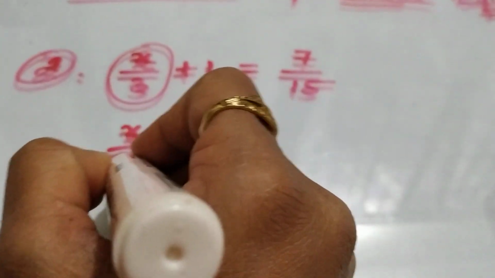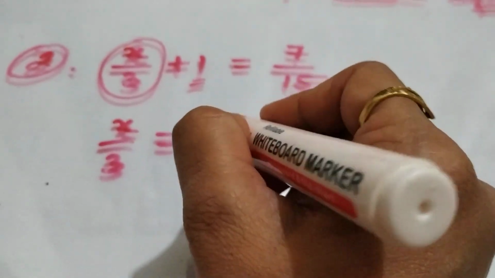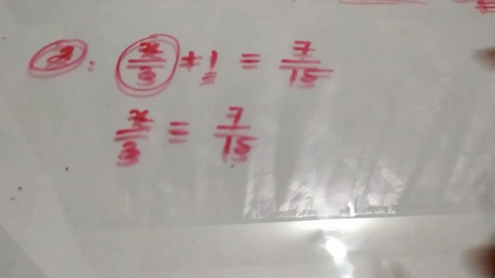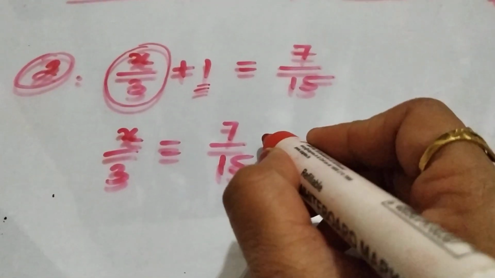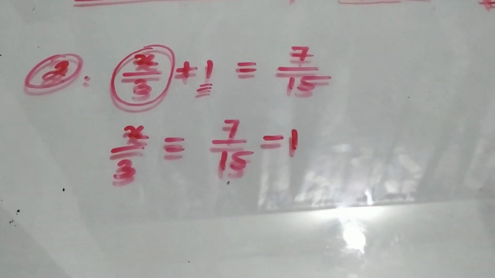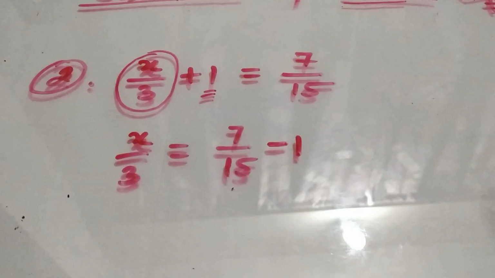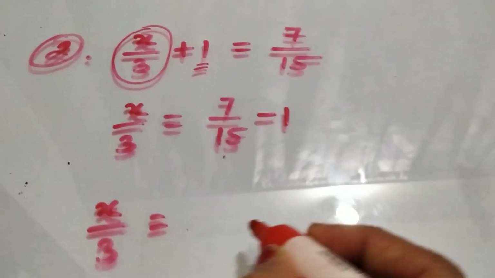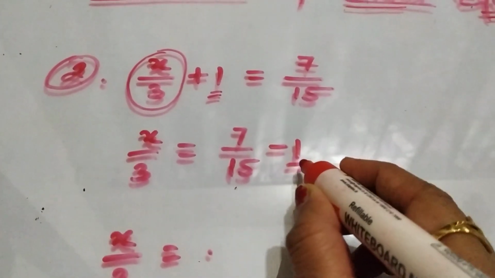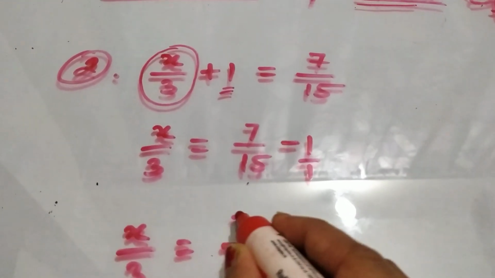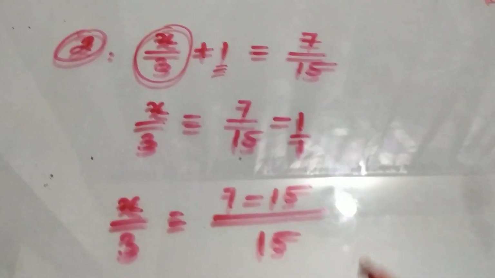X by 3, 7 by 15. The plus sign goes to the other side in minus form, so plus changes into minus. So your answer is x by 3. We take the denominator 1, our LCM is 15, 7 minus 15.